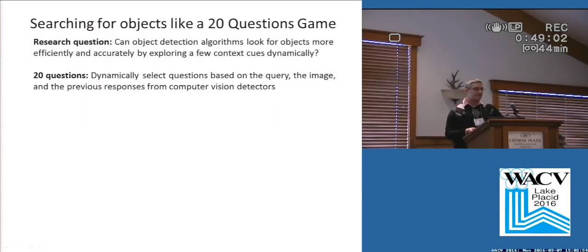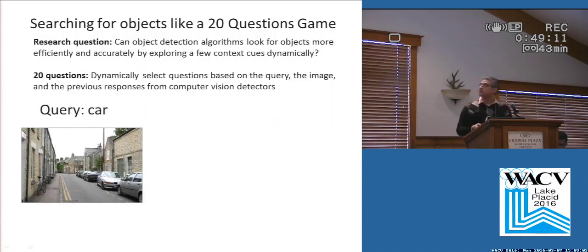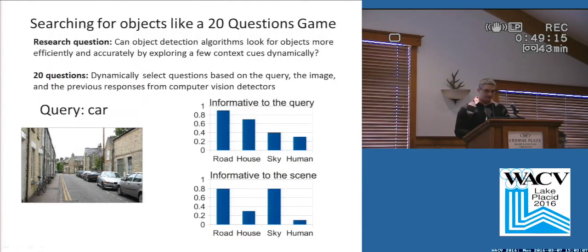The idea is to dynamically select questions based on the query, the image, and the previous responses from computer vision detectors. So imagine that the query is to find all objects of the type car. Now imagine that it is cheaper to label the segments than it is to actually run a costly object detector over many windows. So there are a number of image segments that can serve as context for cars.